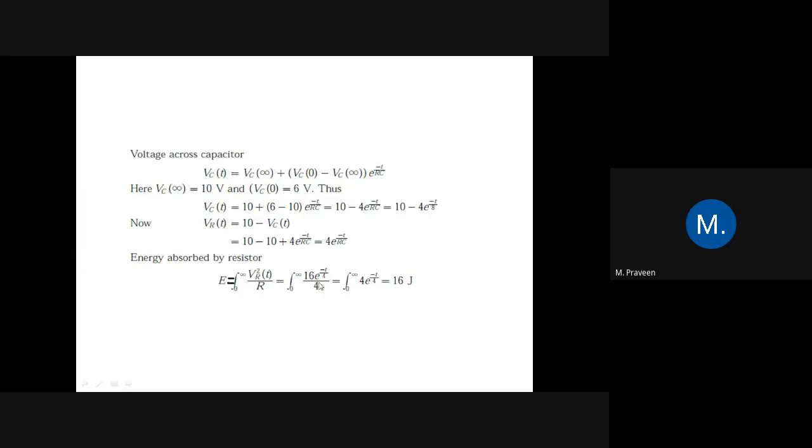Okay. So 16 into e power minus t divided by 4, whole divided by the R value, which is given as 4. Okay, therefore 4 here. So 4 and 16 will be cancelled. Therefore 4 into e power minus t by 4. If you integrate from 0 to infinity 4 into e power minus t by 4, the answer is going to be 16 joules.